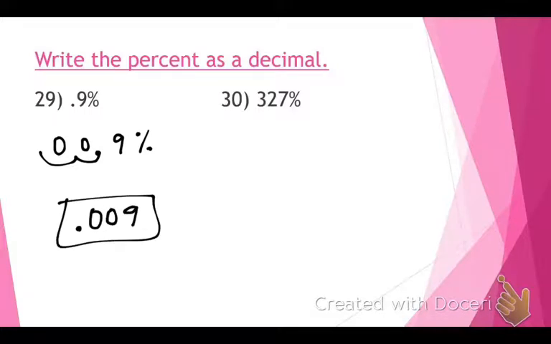Okay, next up, Mason. 327%. Where's my decimal point at? Where's the decimal point at for 327%? It's at the end of the number. I've got to move it how many places? To the left or the right? To the left. What's my answer? 3.27.